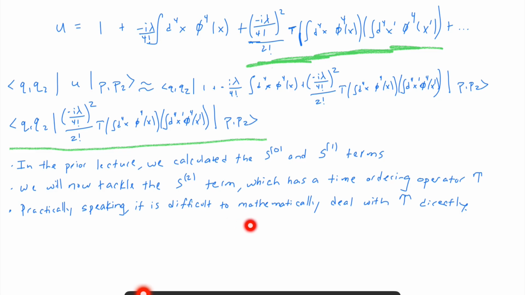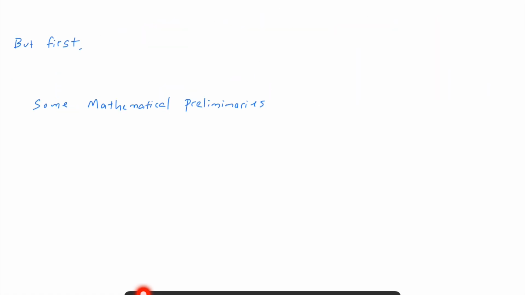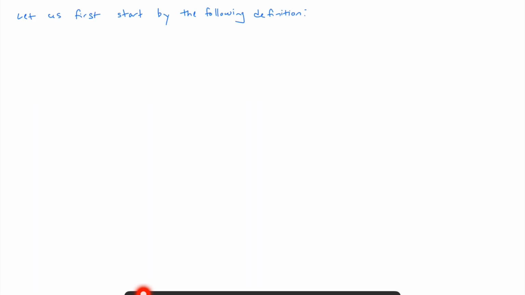Practically speaking, it's difficult mathematically to deal with time ordering directly. And that's the purpose of this lecture: luckily, a guy named Giancarlo Wick discovered a better and more elegant way, which is called Wick's theorem. We're going to get to Wick's theorem, but first some mathematical preliminaries. The mathematics gets more dense and more intense, but I'll try to continue to go step by step, and don't get intimidated by it. We're going to have a purpose to everything we're doing.